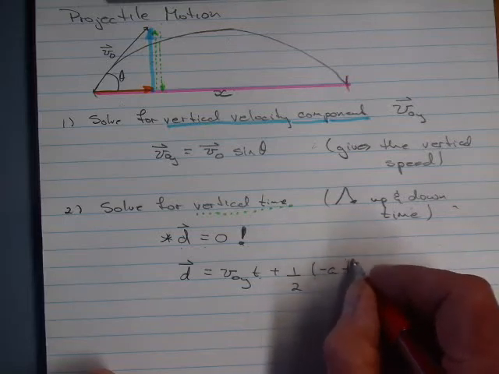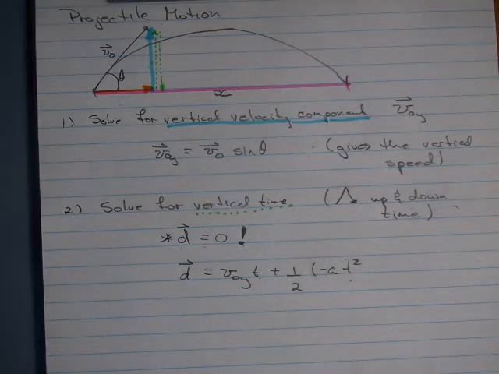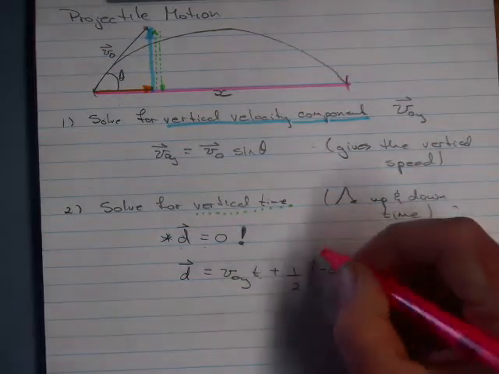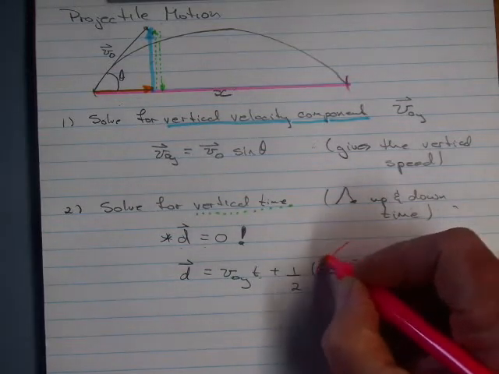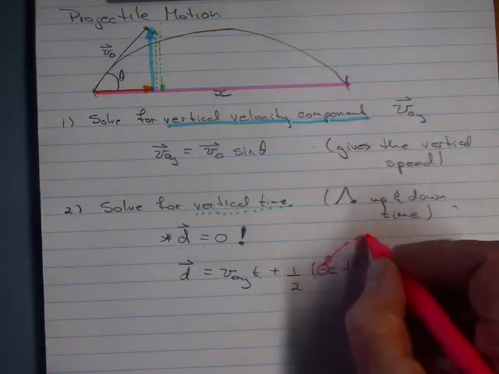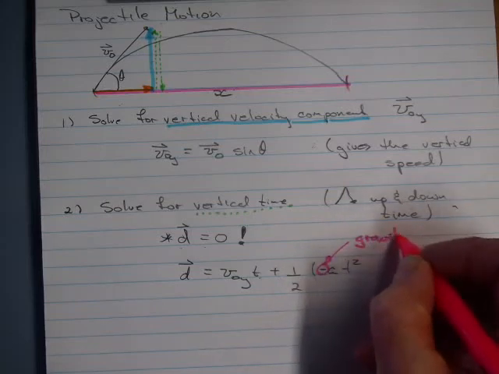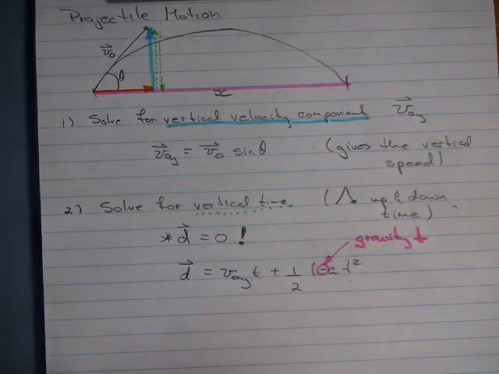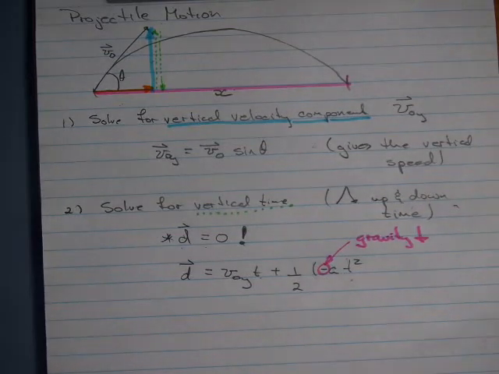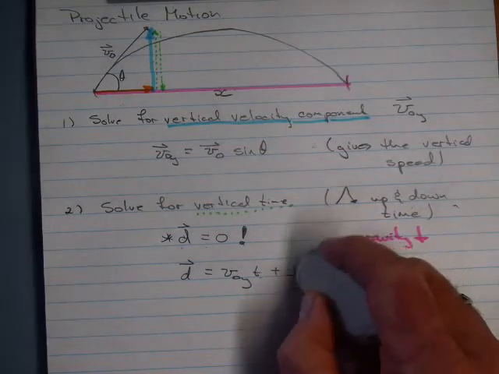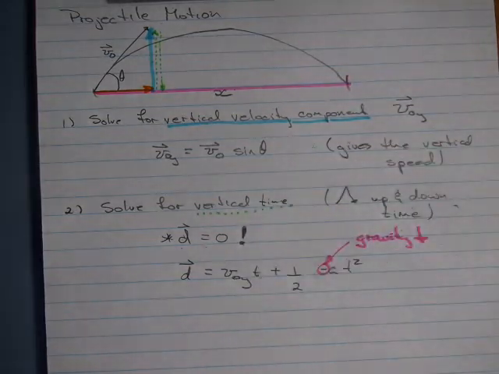Where are you getting this formula from? My sheet. Why is it negative? Because gravity is in the opposite direction. Why is there a bracket in front of the negative a? I was going to bracket the whole thing, but maybe I don't need to. Is it also valid to write negative half a t squared? If you like.